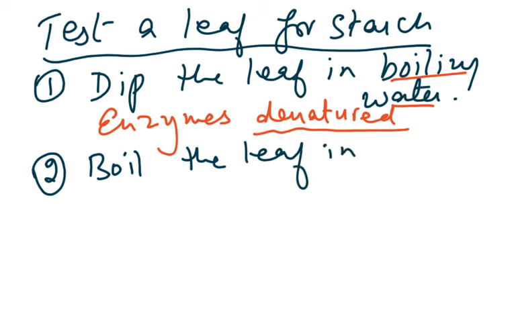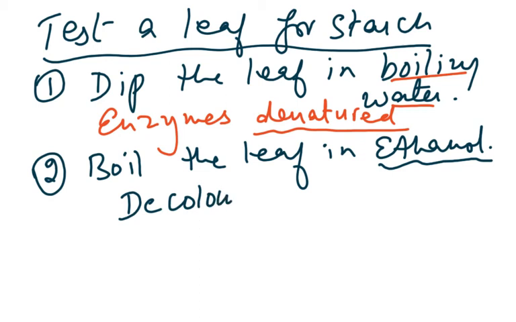Boil the leaf in ethanol. Now why are we doing that? Please remember, ethanol is an organic solvent. So if you boil the leaf in ethanol, you are just decolorizing the leaf. Why do we want to decolorize the leaf? Because when we add iodine, we cannot see the color change on a green leaf. So we need to remove the chlorophyll.